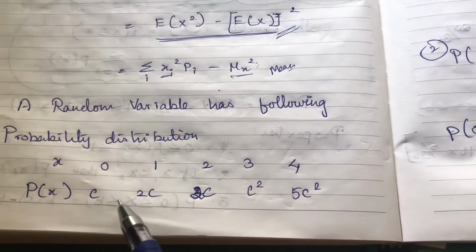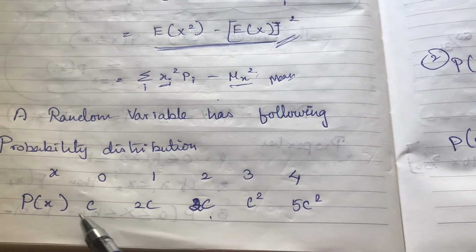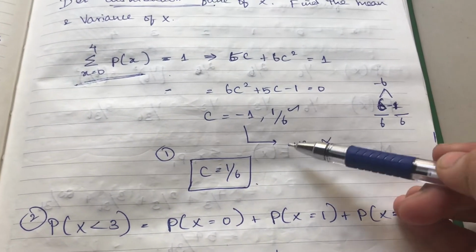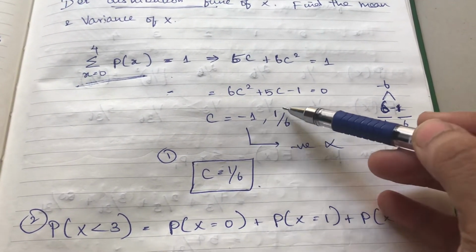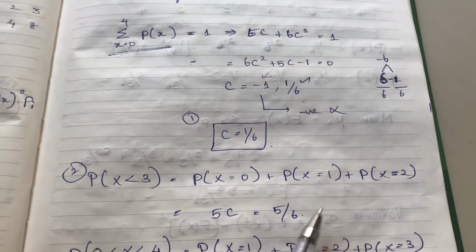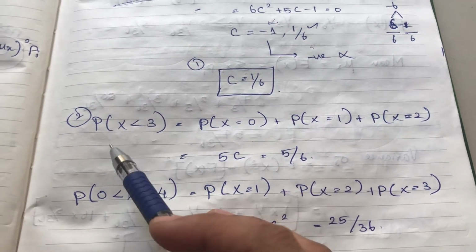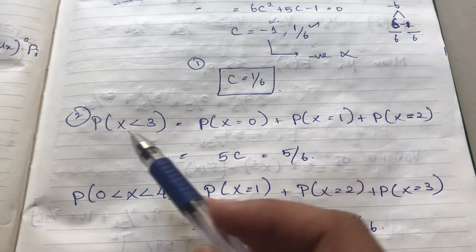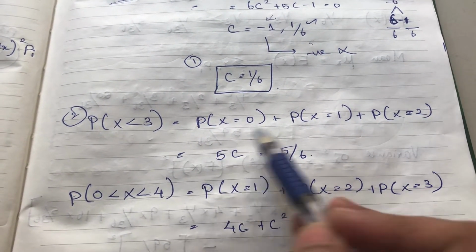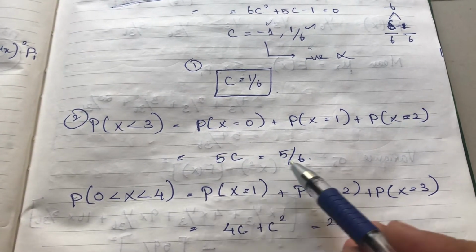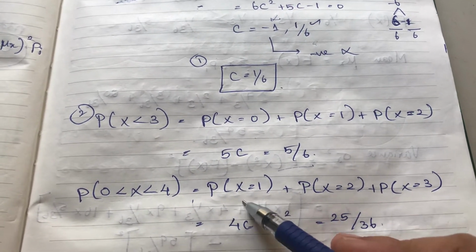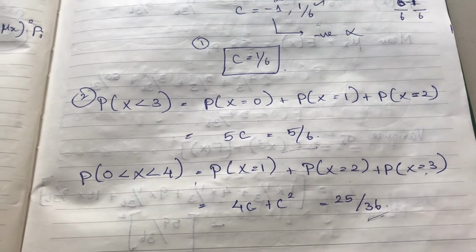What are the things here? C plus 2C plus 2C, which is 5C, plus 6C square. From this we get C equal to minus 1 and 1 by 6. Here negative is not possible, so we have to take the positive one. Next they have given two limits. X less than 3 means x should not be equal to 3 but less than 3, like 0, 1, 2, so 3 possibilities are there. Just add the C's here and you will get the answer. And again for 0 to 4, just take 1, 2, 3 and add them and you will get the answer.